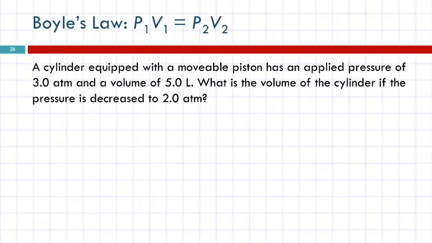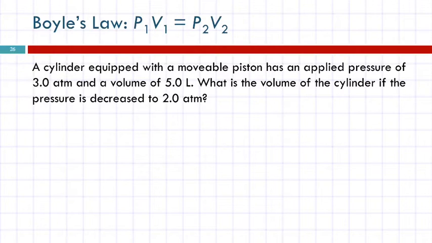Maybe it does, maybe it doesn't. So we're going to do calculations. So here's the question. A cylinder equipped with a movable piston has an applied pressure of 3.0 atmospheres and a volume of 5.0 liters. What is the volume of the cylinder if the pressure is decreased to 2.0 atmospheres?